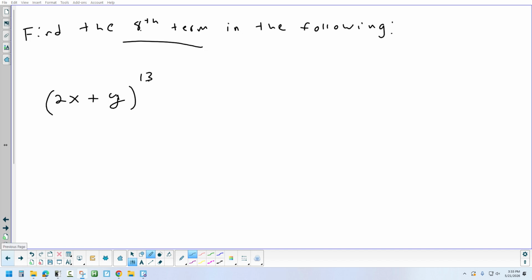All right, so this one is asking us, if we did out the expansion, to find the 8th term. If you expand something to the 13th power, do you remember how many terms you get? Yep. 14. You always get one more. Right? So what I'm going to do, just as a visual to help me, is draw out the 14 terms. 1, 2, 3, 4. There's the 14 terms.